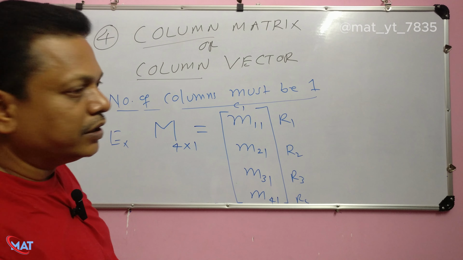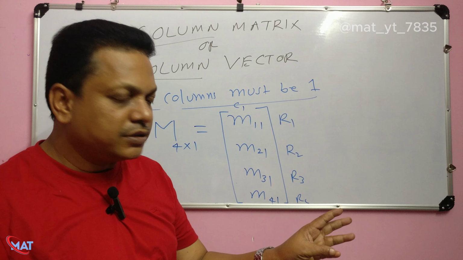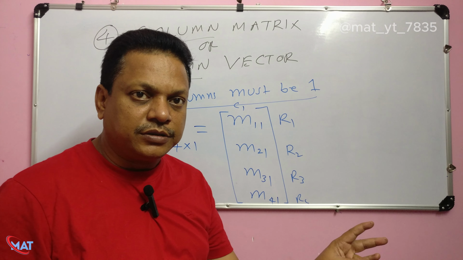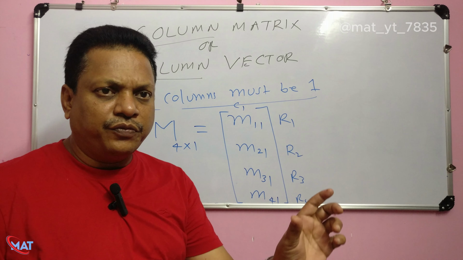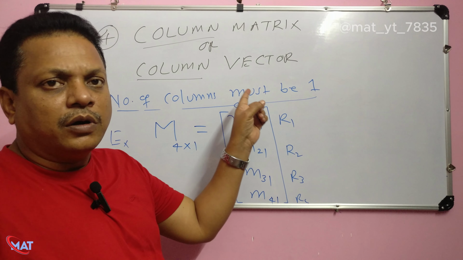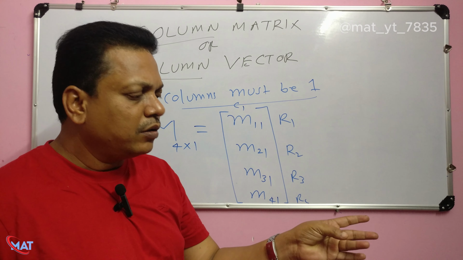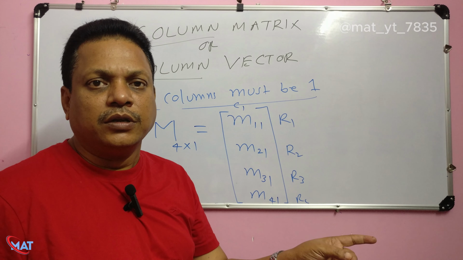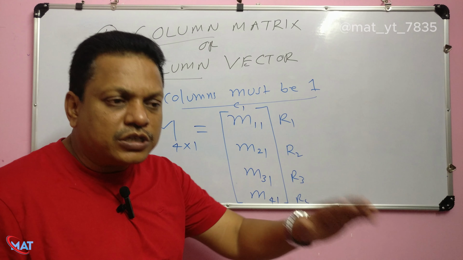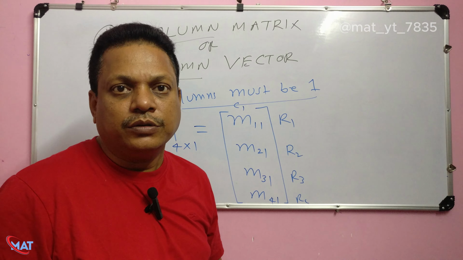So far we covered 4 types: square matrix, rectangular matrix, and in this very brief video, two more matrices called row matrix or row vector and column matrix or column vector. In the next video, I am going to cover some more types.